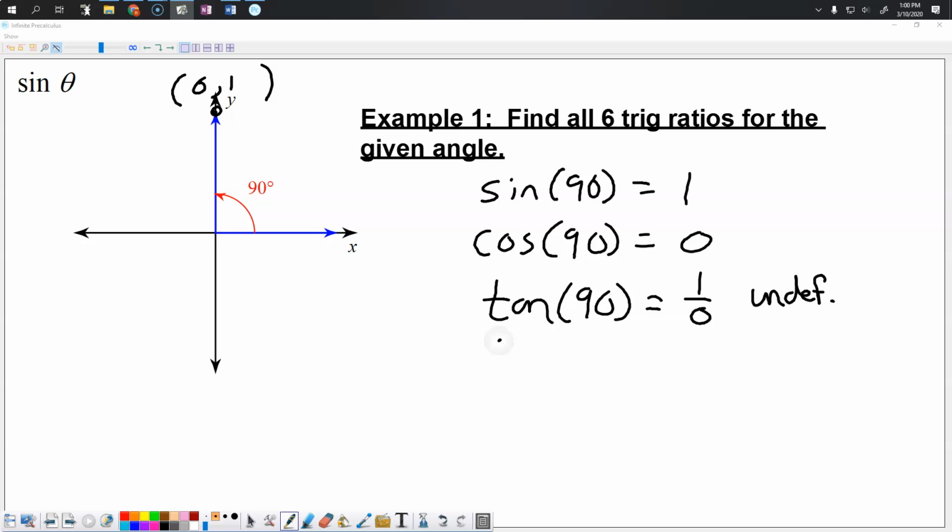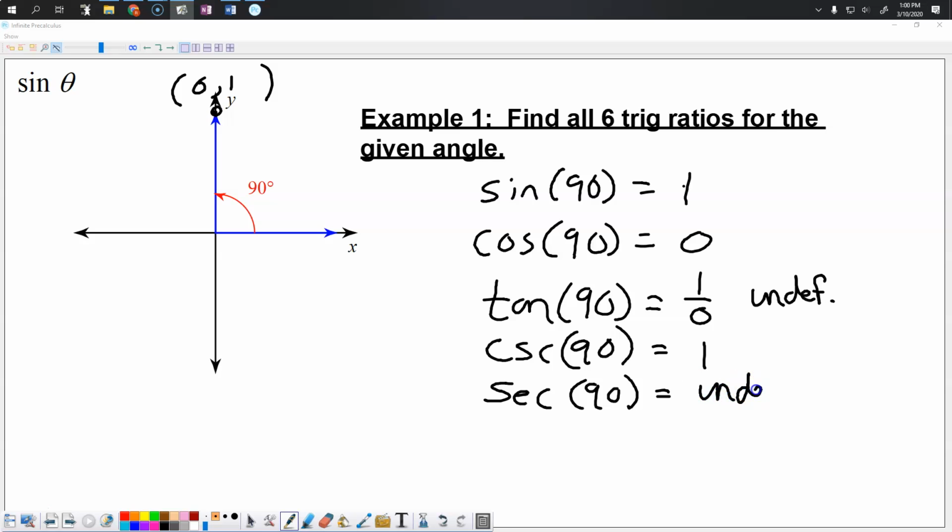Let's do cosecant again. Cosecant is the reciprocal of 1. So if I take this answer, think of it as a fraction, 1 over 1. If I flip it over, what do I get? It's 1 again. How about secant? Well, right now, if we think of 0 as a fraction, what would it be? 0 over 1. But if you flip it, what's it become? 1 over 0, which is undefined. So 0 has no reciprocal, so that's undefined.